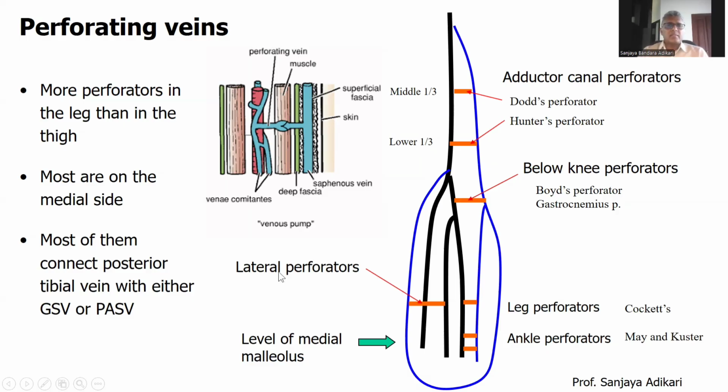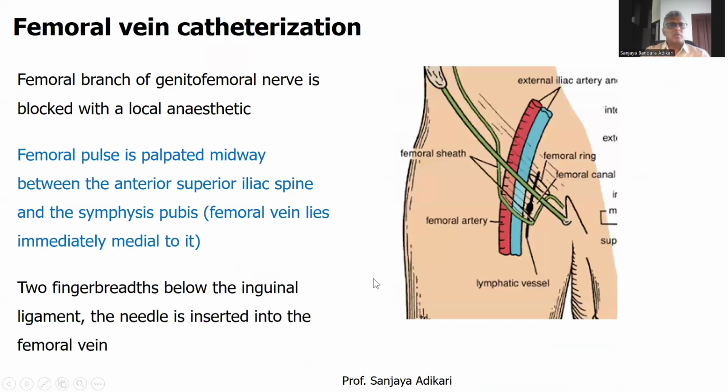And on the lateral side, lateral perforators, when they are present, connect the small saphenous vein with either the peroneal vein or the anterior tibial vein. I think the more common one is the peroneal vein. Okay, so this is all about the veins I want to talk about, other than clinical applications of them.